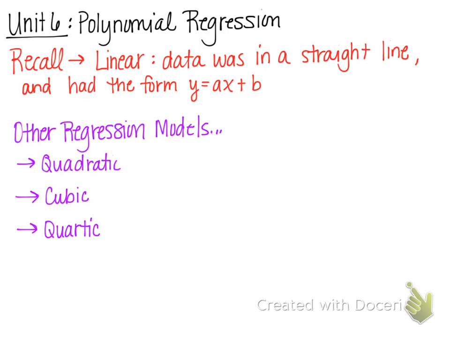So we've been talking about linear regression. Now we're going to talk about polynomial regression. So recall that linear regression, that we had data that was in a straight line, and we had the form y is equal to ax plus b. Now we're going to talk about a couple of different regression models today. We're going to talk about quadratic, cubic, and quartic regression models.